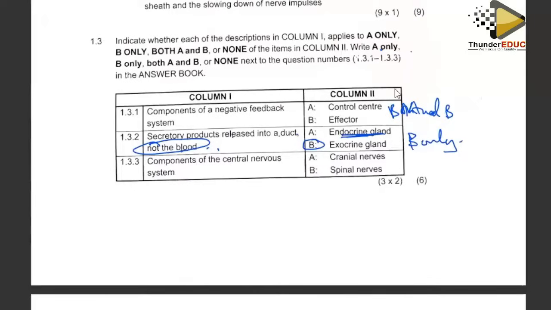However, there are some glands which are both exocrine and endocrine, but they are not talking about those glands. They're just specific to that. So it becomes B only. B becomes the most correct answer.